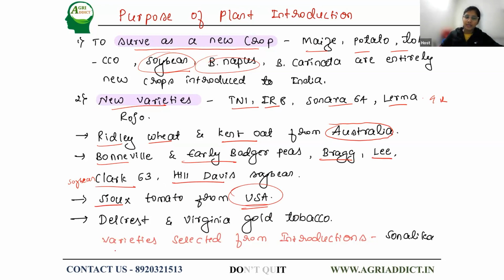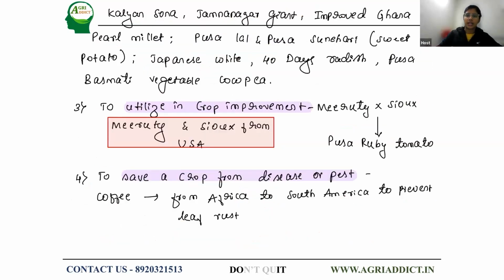We also have some varieties which are selected from these introductions. So we introduce, then we select, and we come up with other varieties. What are those? I have mentioned one here. Kalyan Sona, Sonalika. These are the varieties which come through selections. In pearl millet, we have Pusa Lal and Pusa Sunahari.